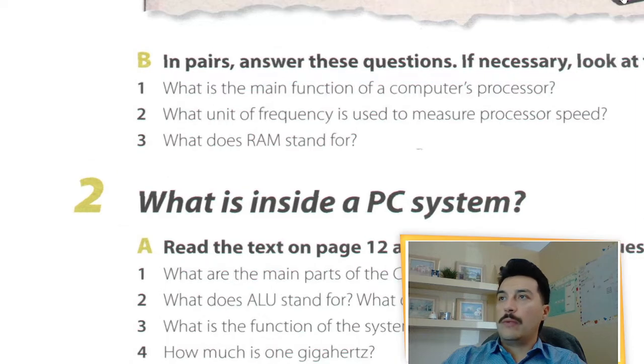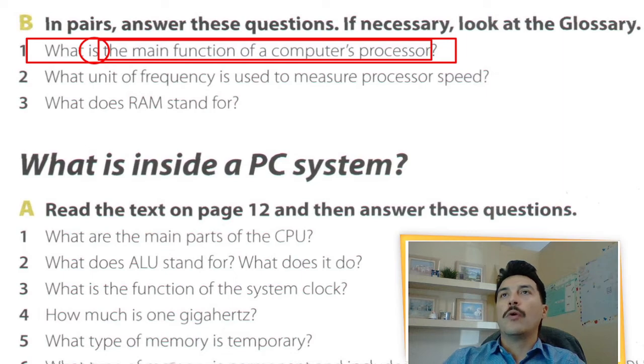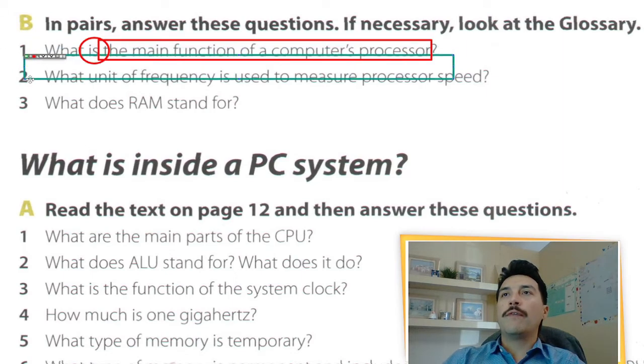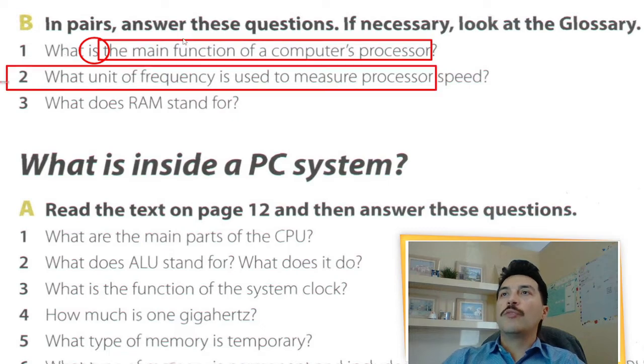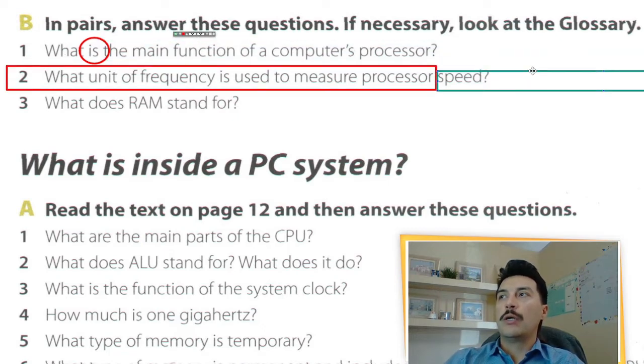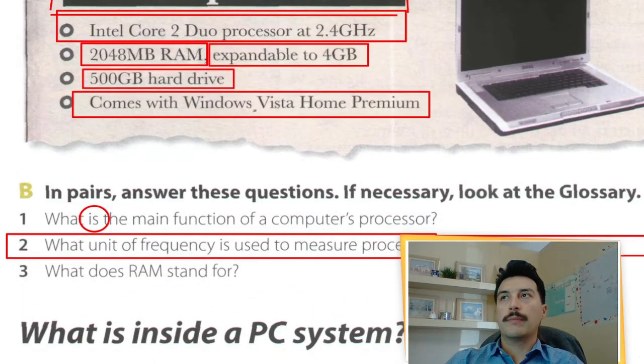What unit of frequency is used to measure processor speed? Gigahertz.